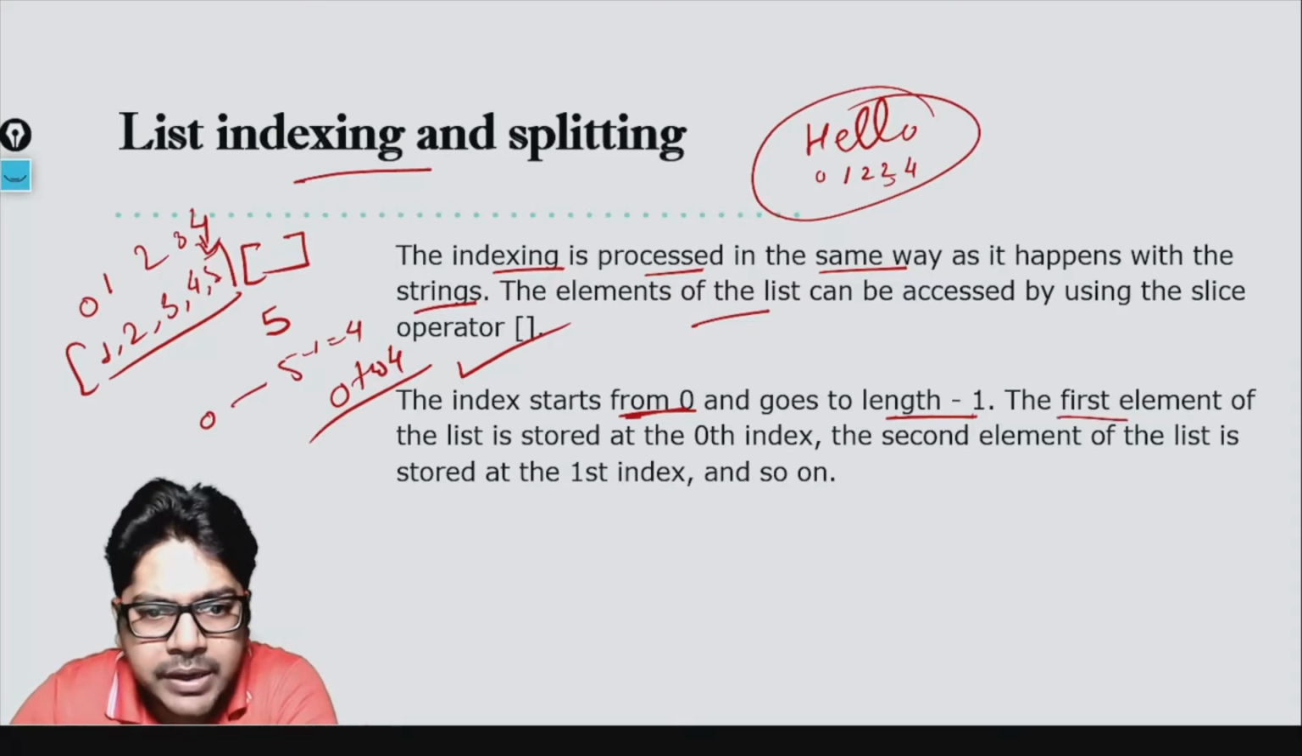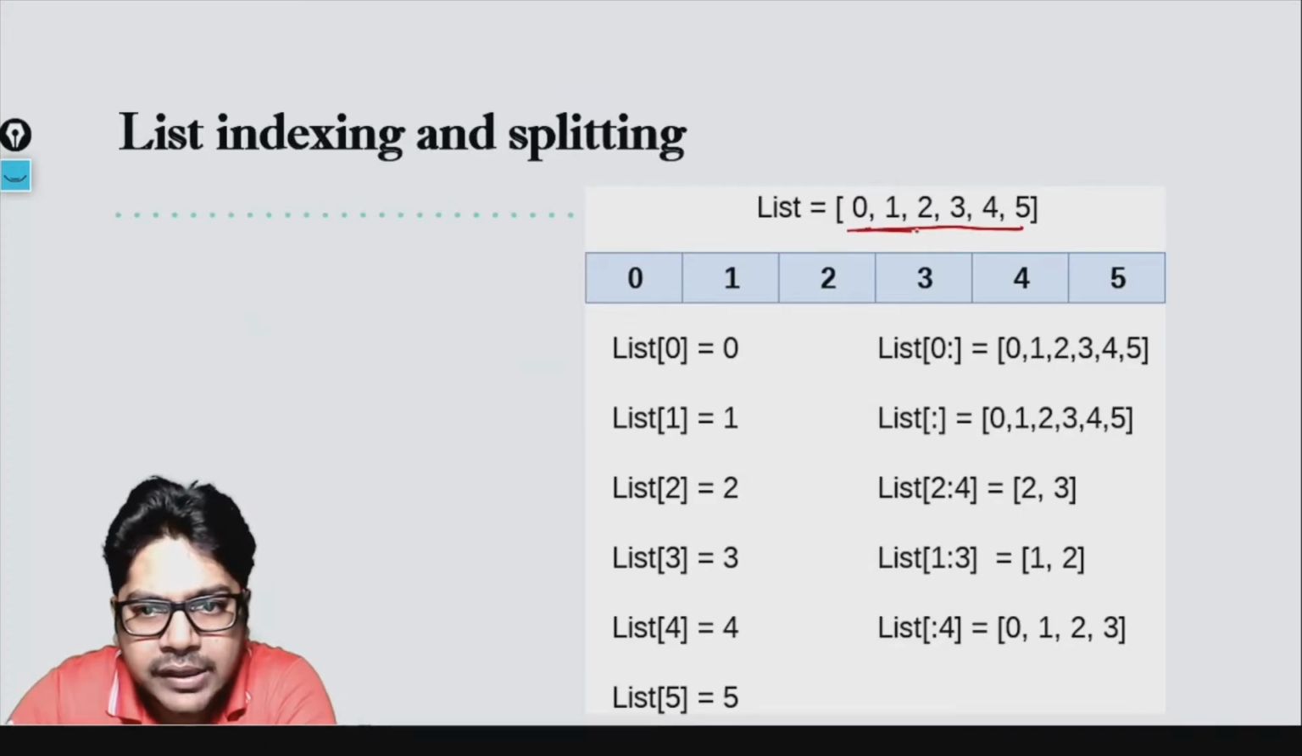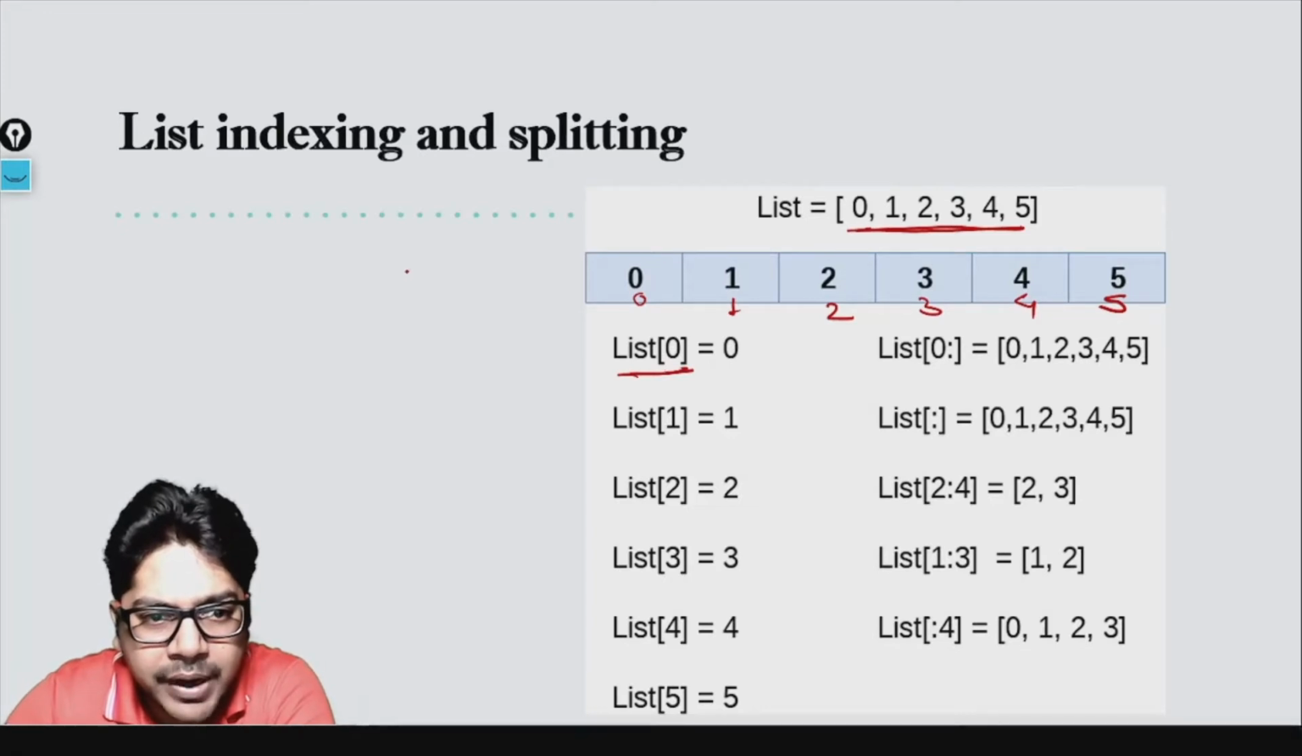So the first element of the list is stored at the 0th index, the second element of the list is stored at the first index, and so on. Look at this example. Here we have 0, 1, 2, 3, 4, 5. These are the elements, and these elements are also exactly at the same index. 0 is at index 0, 1 is at index 1, 2 is at index 2, 3 is at index 3, 4 is at index 4 and 5 is at index 5. So when you try to access list of 0, using the square bracket, you are providing the index number. You are pointing to 0. When you are writing 1, you are pointing to 1. When you are writing 2, you are pointing to 2, 3 for 3, 4 for 4 and 5 for 5.